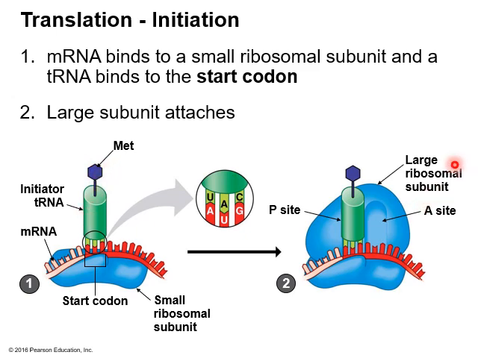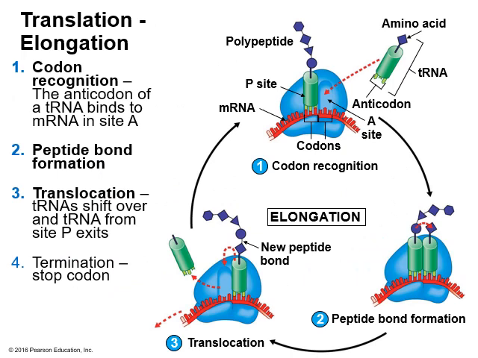Once that happens, then the large subunit can attach, and now we essentially have all of the necessary parts to make this whole process happen. So this is the initiation phase of translation. The next part of translation is what's known as elongation. And so elongation occurs through three different parts of a cycle. So we've got our transfer RNA, we've got our messenger RNA, we've got our two ribosome subunits, and we've got a growing strand of amino acids.